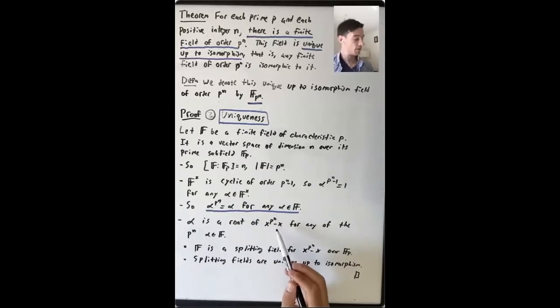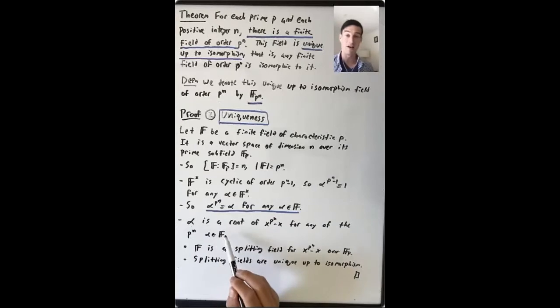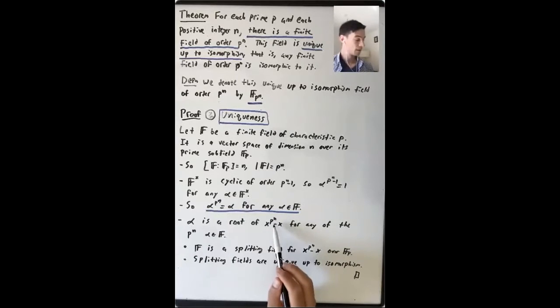So what does this mean? Alpha is a root of the polynomial x to the p to the n minus x for any of the p to the n elements alpha in this finite field F. So F is an extension of Fp that contains all of the p to the n distinct roots of this polynomial. Any splitting field for this polynomial has to have at least these p to the n elements. So there's no way that a proper subfield of F already has the property that this polynomial splits completely into linear factors. So what are we seeing? F is a splitting field for x to the p to the n minus x over Fp.